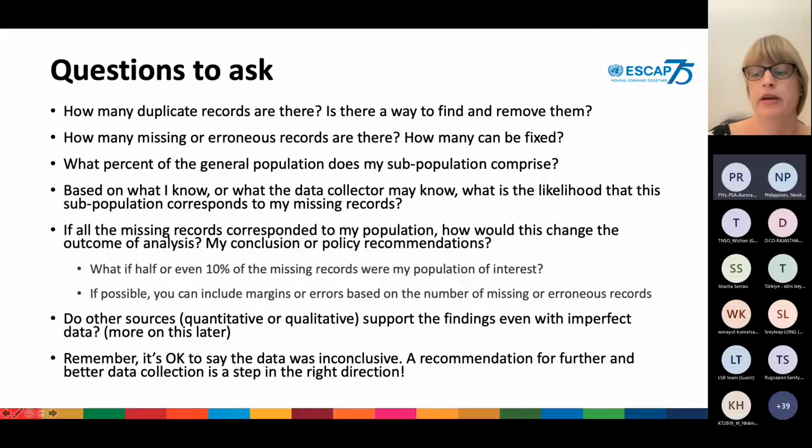And finally, maybe our data just isn't usable. Maybe we have too many missing records or the information is of poor quality. It's perfectly okay to say that the data is inconclusive or not usable. Again, we want to document this and provide a recommendation to improve data collection, be it better quality, more disaggregated, or just collecting something that isn't there. It's a step in the right direction, and it's an outcome in and of itself. So even if your data isn't usable, it's okay to document that and try to improve it for the next go around.